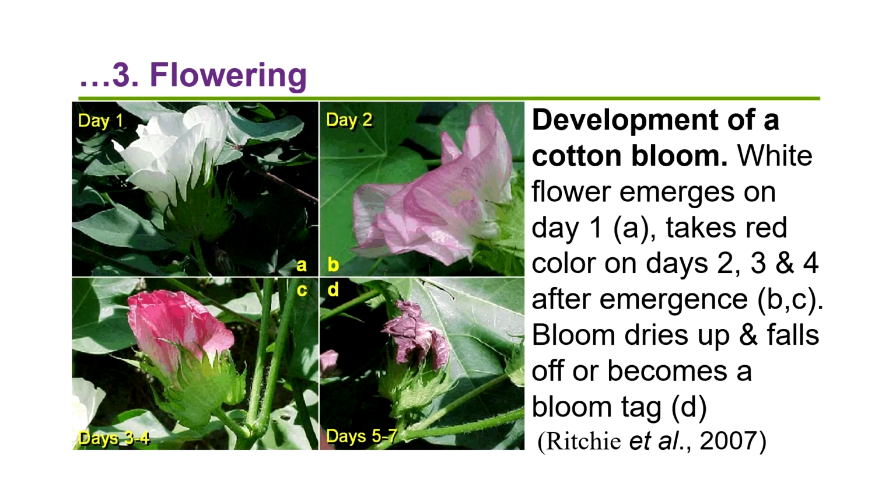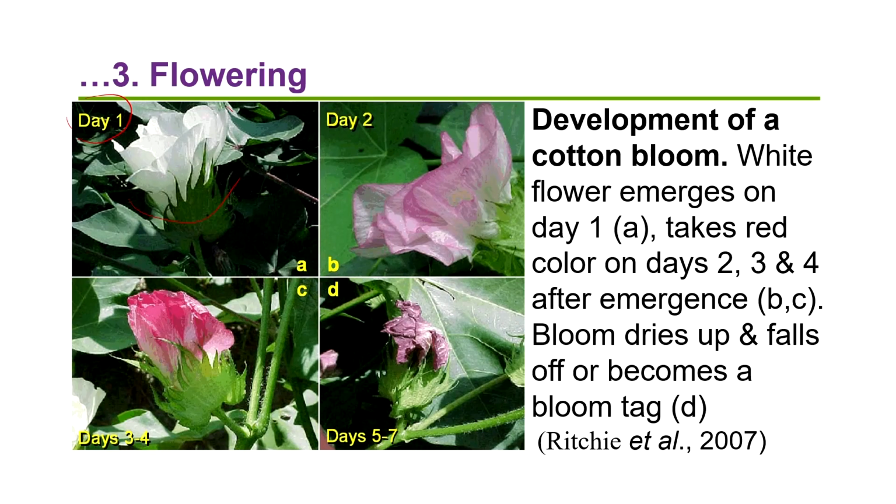Now you can see very quickly this picture on the left side, and what is happening during day 1 to day 5 to 7 of flowering. So, development of a cotton bloom. White flower emerges on day 1. So you can see here day 1, this is the white flower, and it has emerged from the square.